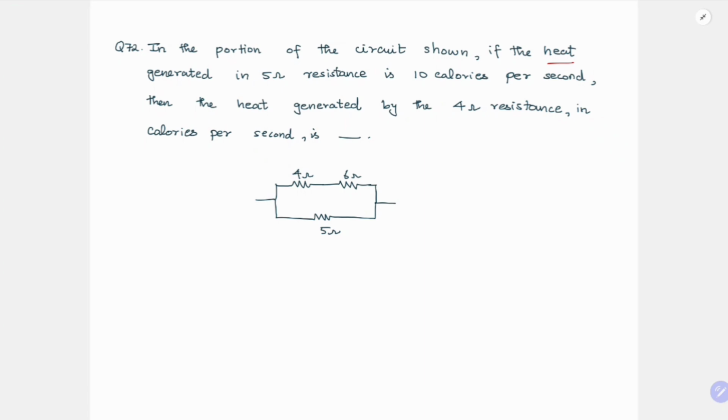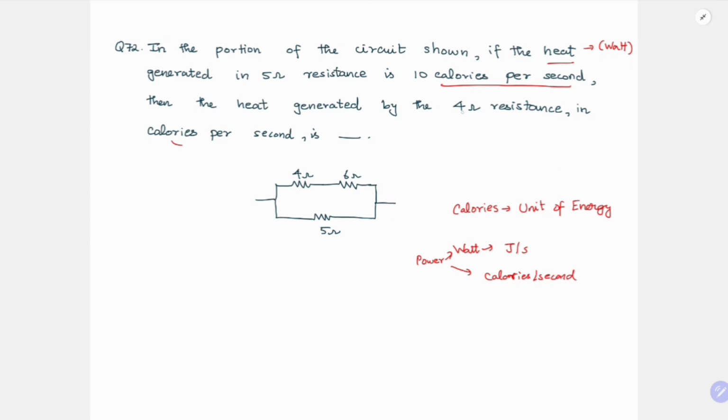So heat, usually whatever we have studied, is given in terms of power, which is in watts. But here they have stated it as calories per second. Calorie is nothing but another unit of energy, and the SI unit of energy is actually joules. And watt is nothing but joules per second, right? And here they have given it as calories per second. So this is power.